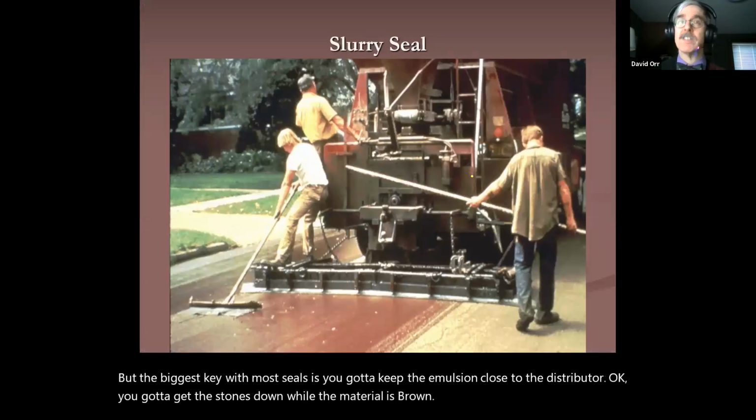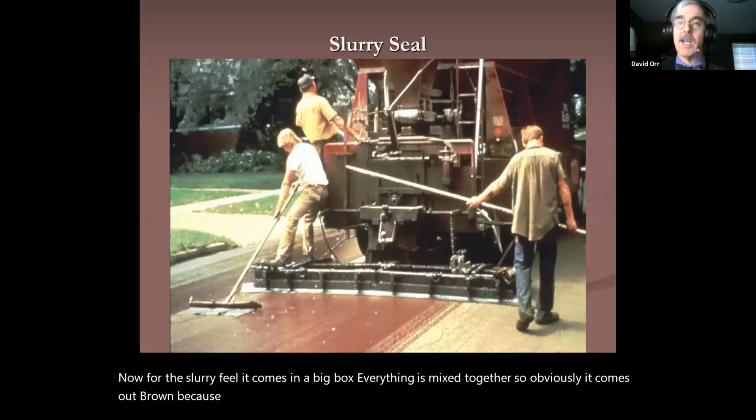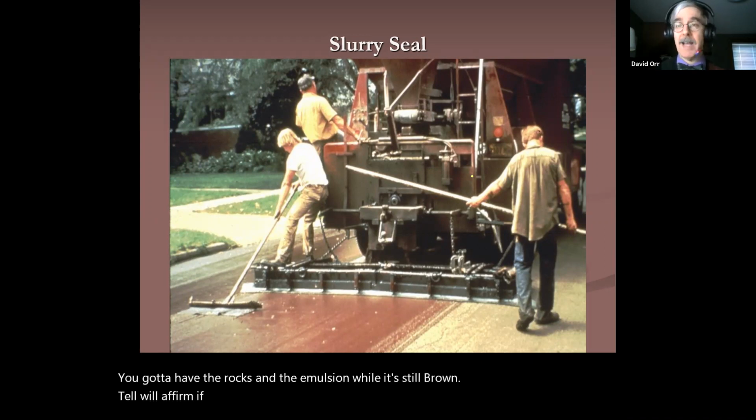Now, if it's a slurry seal, it comes in a big box. Everything's mixed together, so obviously it comes out brown because you're mixing everything and putting it right down. But that's the key. You got to have the rocks in the emulsion while it's still brown. So rule of thumb, if it's brown, put it down. If it's black, take it back, but it's too late. The emulsion's already down there.